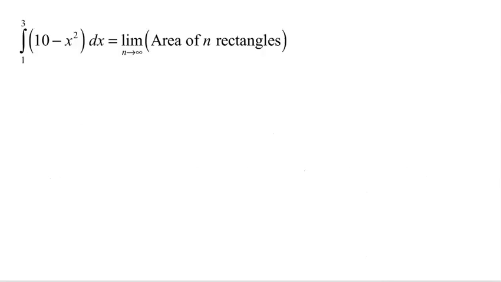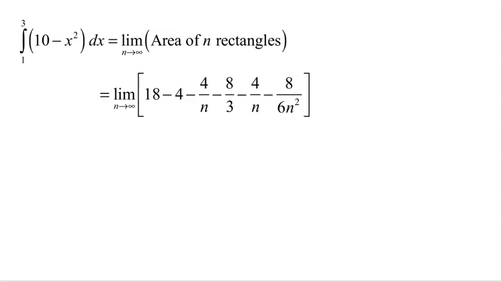But the integral, the area under the curve, is the limit as n goes to infinity of the area of n rectangles. So what will that be? The limit as n goes to infinity of all of this. Well, 4 over n goes to 0, 4 over n goes to 0, 8 over 6n squared goes to 0. So we get 18 minus 4 minus 0 minus 8 thirds minus 0 minus 0, which gives me an answer of 34 thirds. That is what we believe the area under the curve is from 1 to 3 of 10 minus x squared.